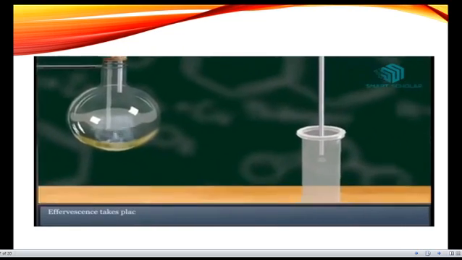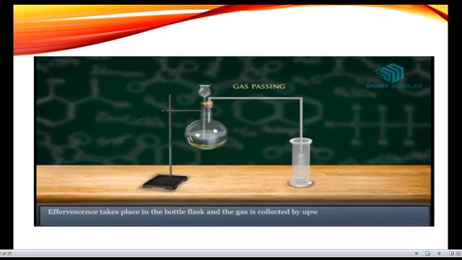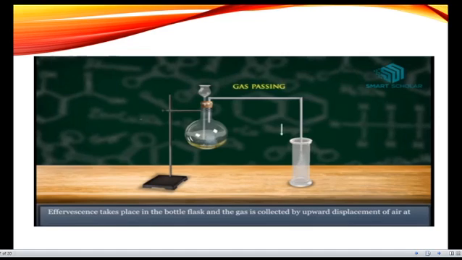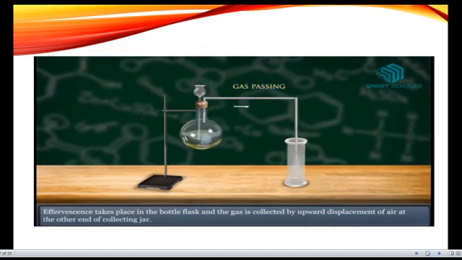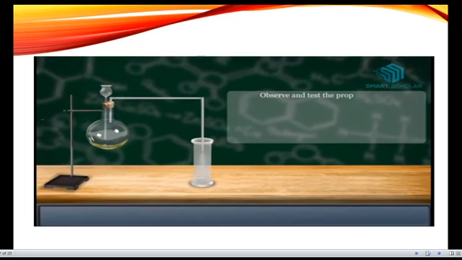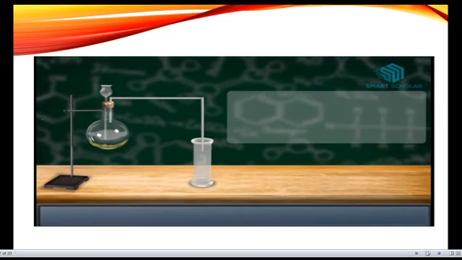And the carbon dioxide gas is collected in the gas jar with the help of a delivery tube by the upward displacement of air. Okay, so this is how carbon dioxide is collected. Now let us check the properties of the gas collected in the gas jar.